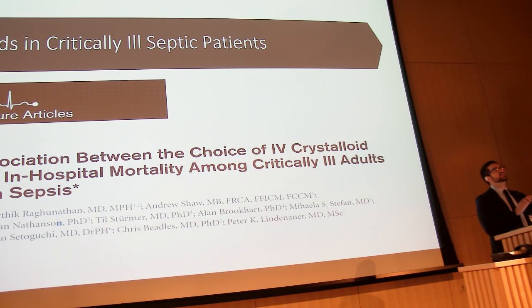And then they tried to use something called propensity matching, which I'm sure some people in the room know more about than I do. But basically, they tried to match various covariates that might make them more likely to get normal saline or lactated ringers. They tried to make these patients similar, match them together, and then compare them in terms of their outcomes.